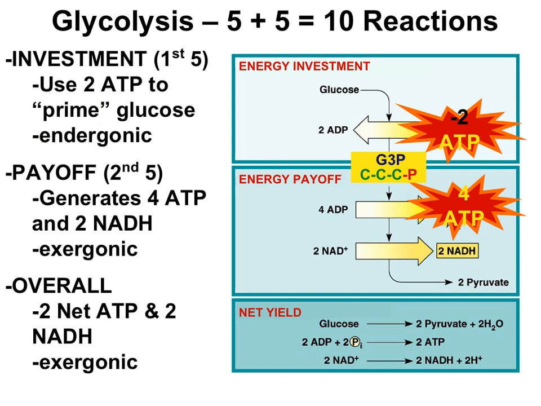The payoff phase, however, generates 4 ATP. Think about 2 of those ATP going back to pay off this investment, and then you get a net of 2 ATP. The payoff phase is where you also get 2 molecules called NADH. NADH is an electron carrier that takes high energy electrons to the electron transport chain.